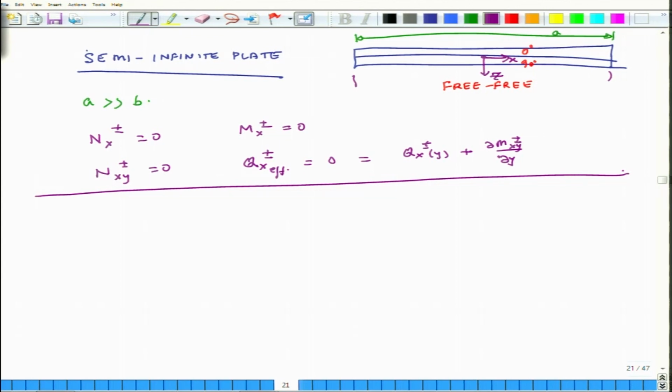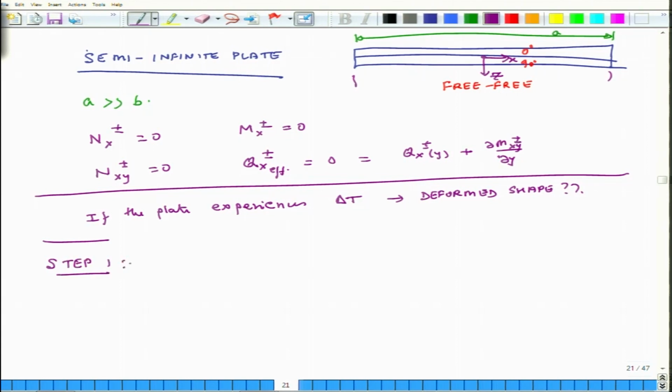So, now the question is, if the plate experiences a temperature change of delta T, we have to find out its deformed shape. How do we find its deformed shape? So, we have to essentially find u, v and w for the plate once it has been subjected to a temperature of delta T. So, the first step is we do equilibrium equations.